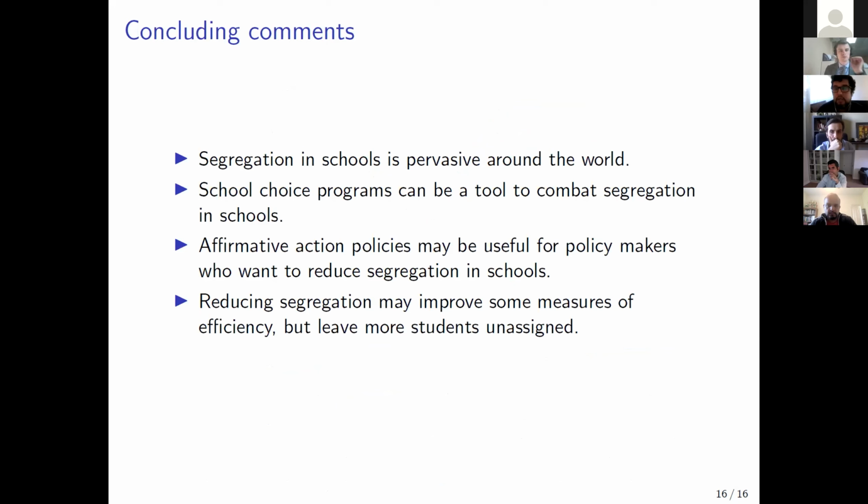Yes, sure. So let me just conclude. Segregation in schools is pervasive in cities around the world. School choice programs can be a tool to fight segregation in schools. Our results show that affirmative action policies may be useful for policymakers who want to reduce segregation in schools. Reducing segregation may also improve some measures of efficiency, but leaves more students unassigned.